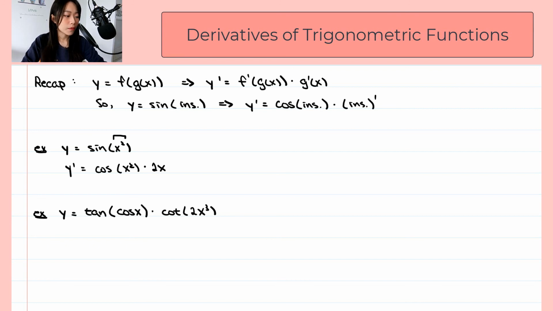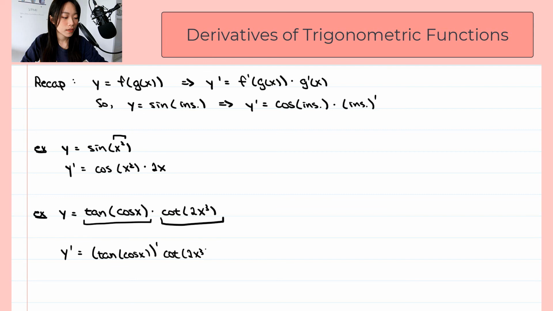Now let's look at the second example. y equals tangent of cosine of x times cotangent of 2x cubed. So here we have a function of x times another function of x. So here we need to use the product rule. So y prime equals the derivative of the first function times the second function, cotangent of 2x cubed, plus the first function, tangent of cosine of x, times the derivative of cotangent of 2x cubed.